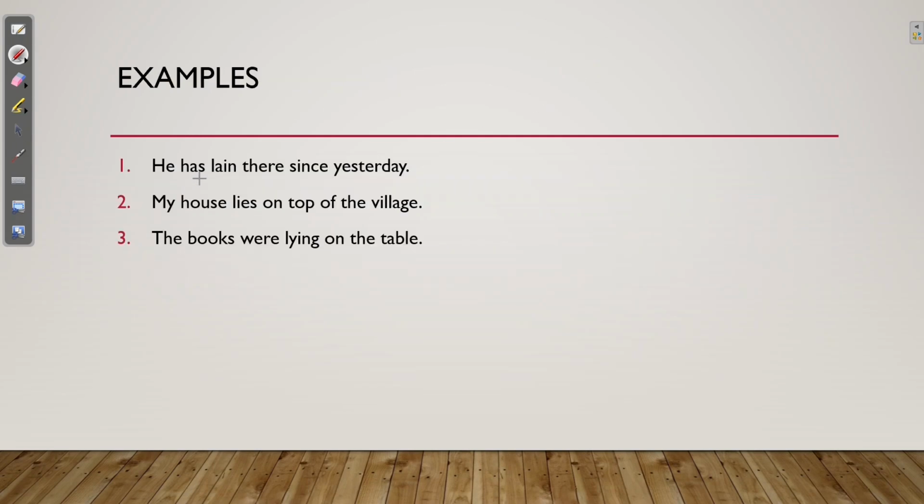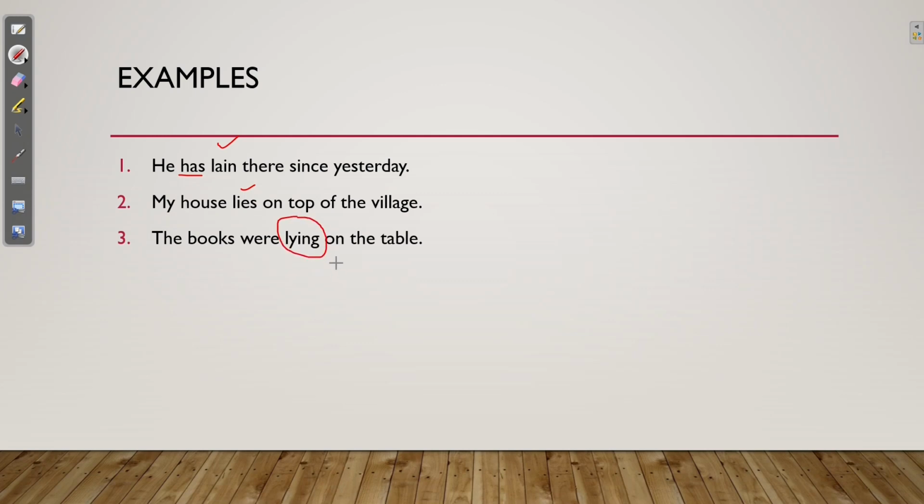Okay, next we now have examples, and the examples are: number one is "he has lain there since yesterday." You see that "has" is used, so the third form has been used, right? My house lies on top of the village, right? So, first form: the books were lying on the table. Now this is the thing I was talking about. Don't use "laying" over here, that will be incorrect, right?